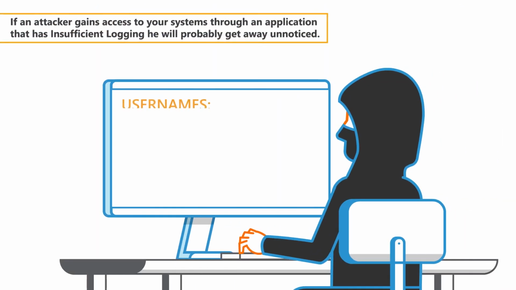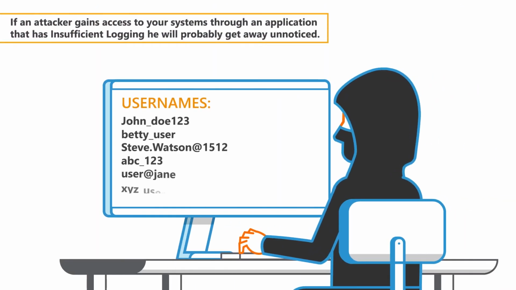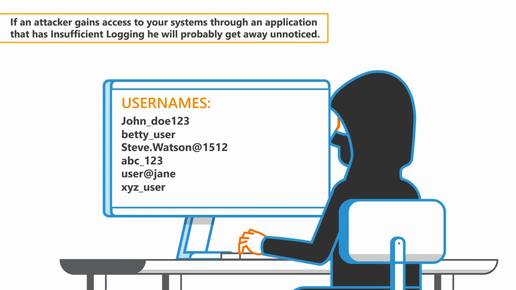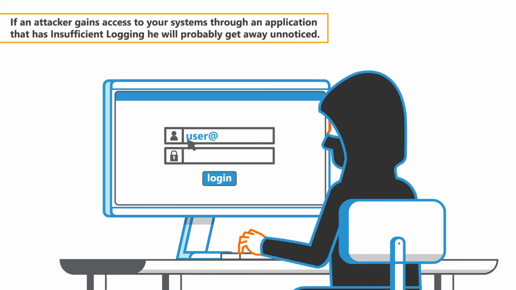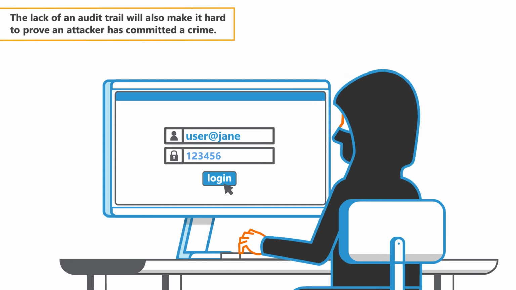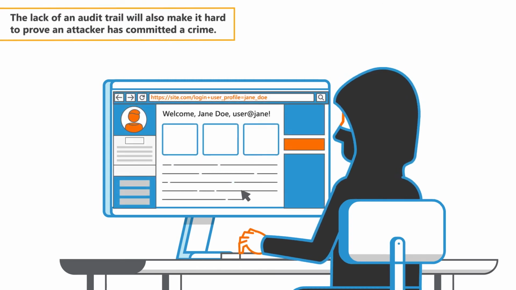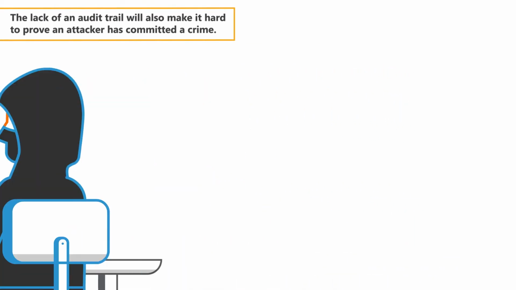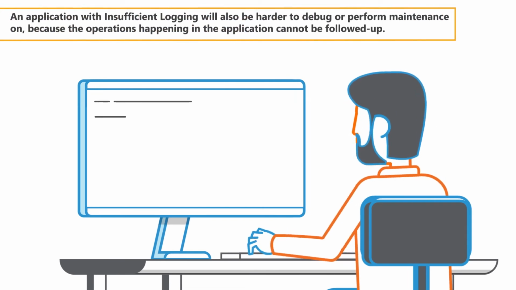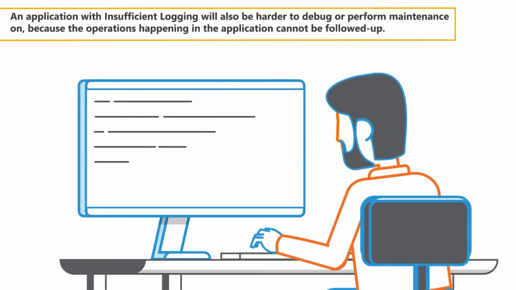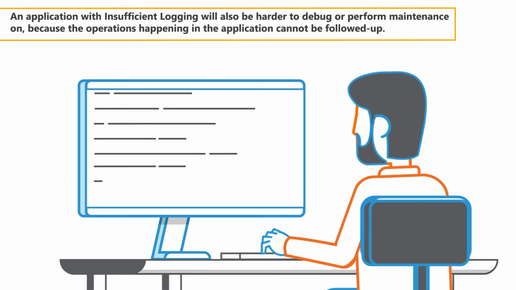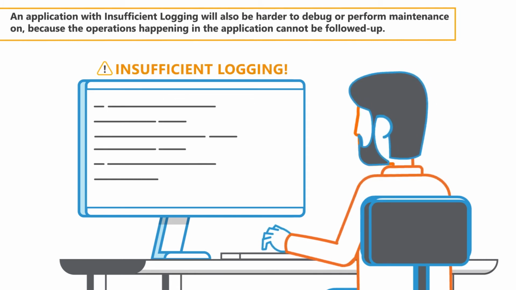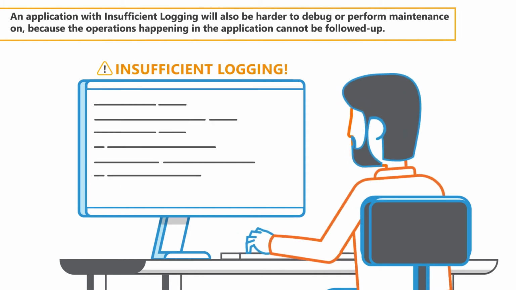Insufficient logging could have significant impact. If an attacker gains access to your systems through an application that has insufficient logging, he will probably get away unnoticed. The lack of an audit trail will also make it hard to prove an attacker has committed a crime. An application with insufficient logging will also be harder to debug or perform maintenance on because the operations happening in the application cannot be followed up.